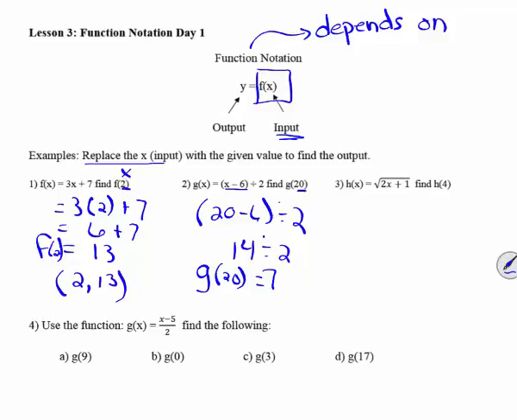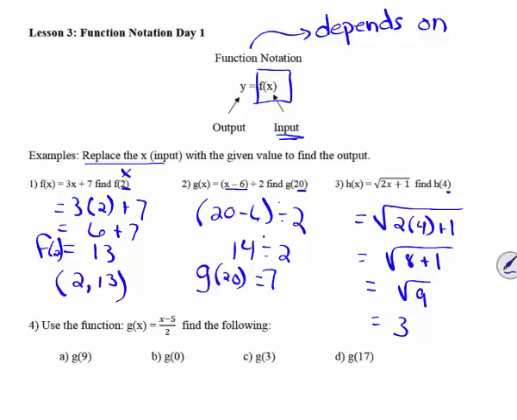All right, here's one that has a square root symbol. So I'm going to put 4 in. So we're going to have the square root of 2 times 4 plus 1. So I have to simplify what's underneath here first. So 2 times 4 is 8. 8 plus 1 is 9. And then the square root of 9 is 3. And you can put that in your calculator.